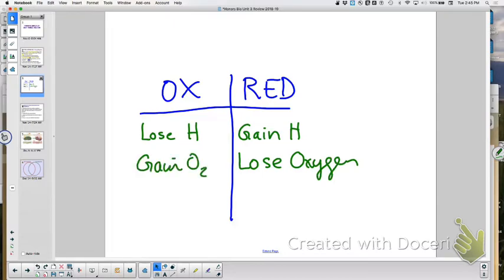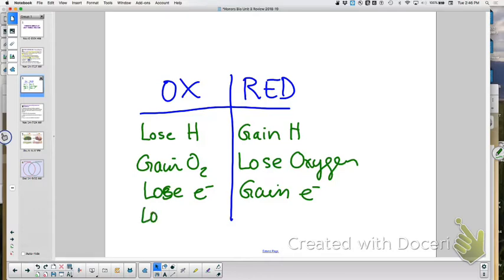Lose electrons. Where do you want me to put that? Lose electrons, and this one is gain electrons. Any other thing? Lose energy. Where does that go? Under oxidized there.